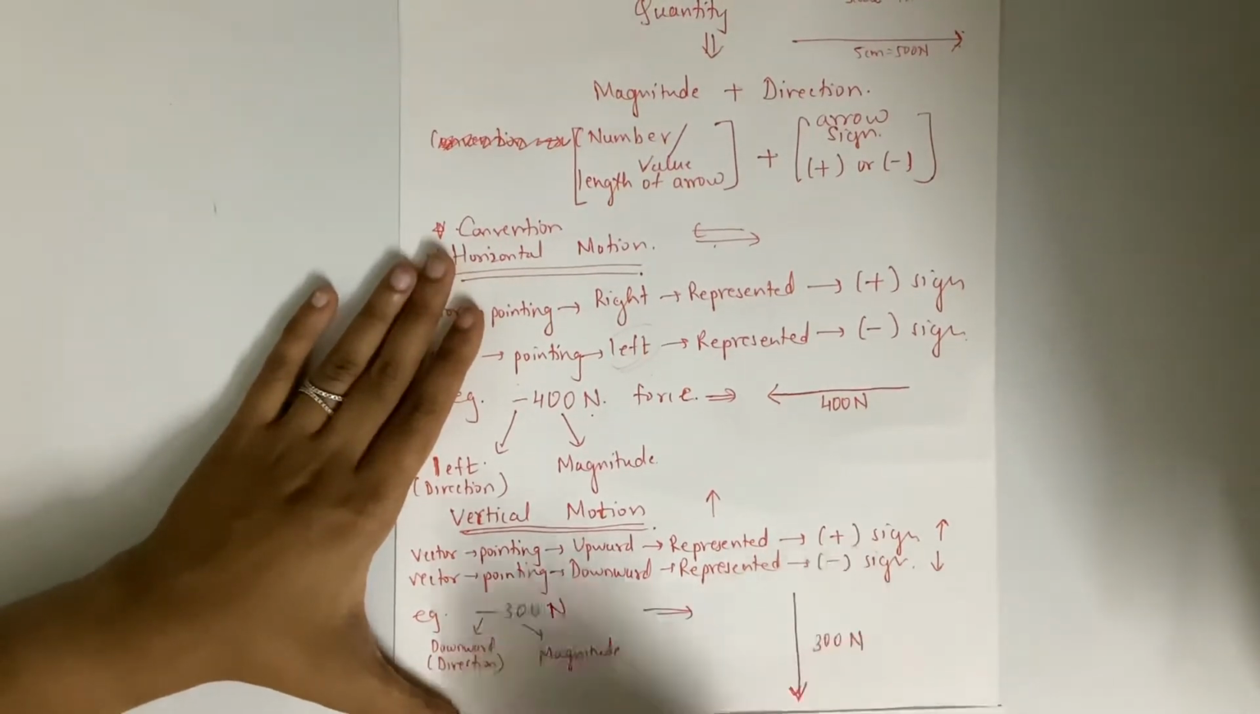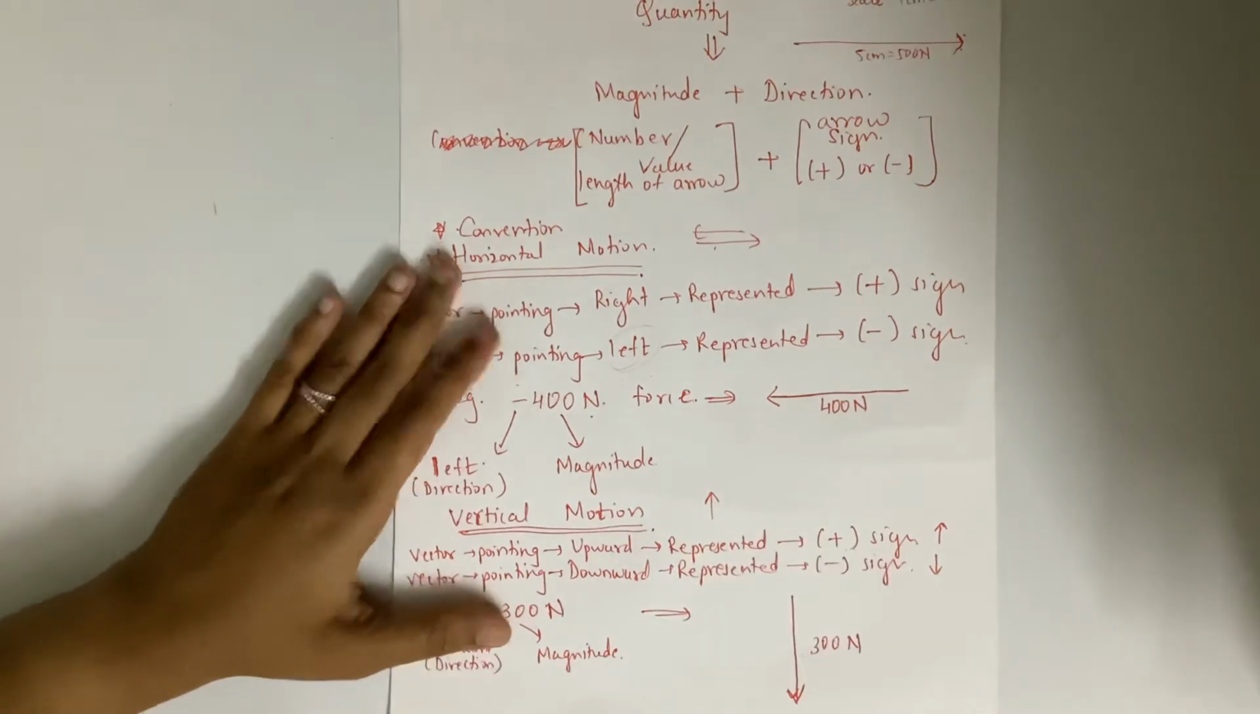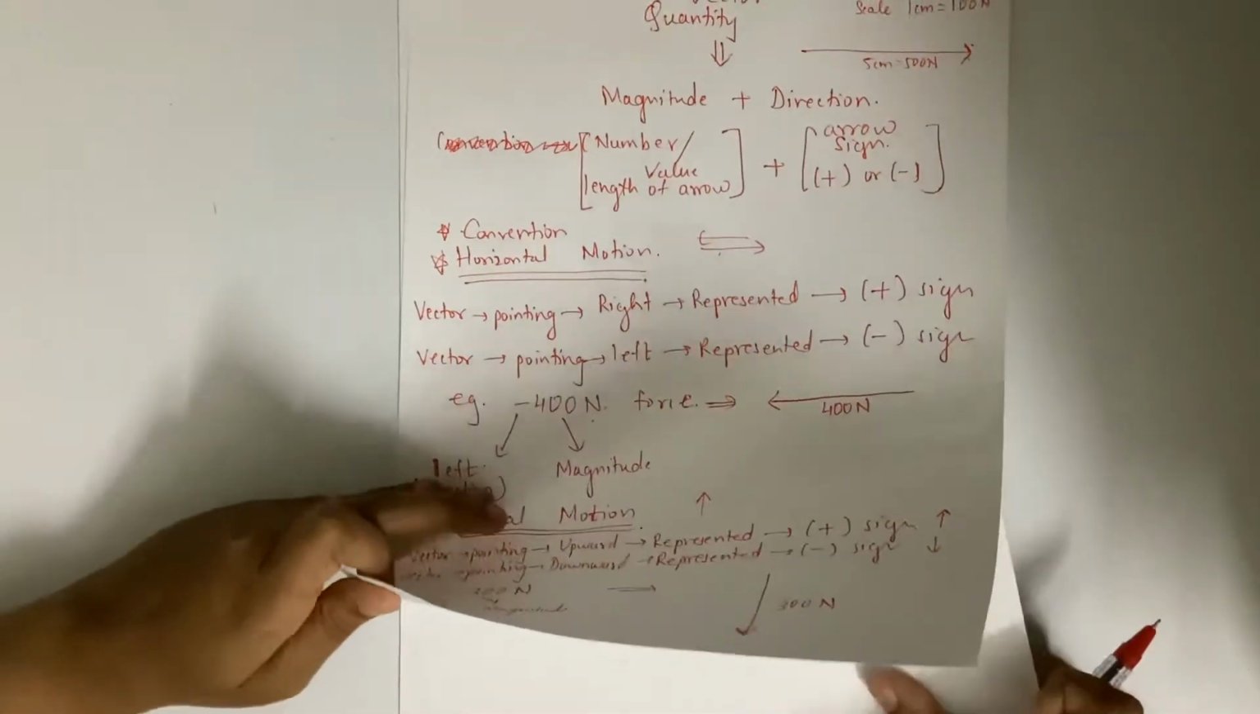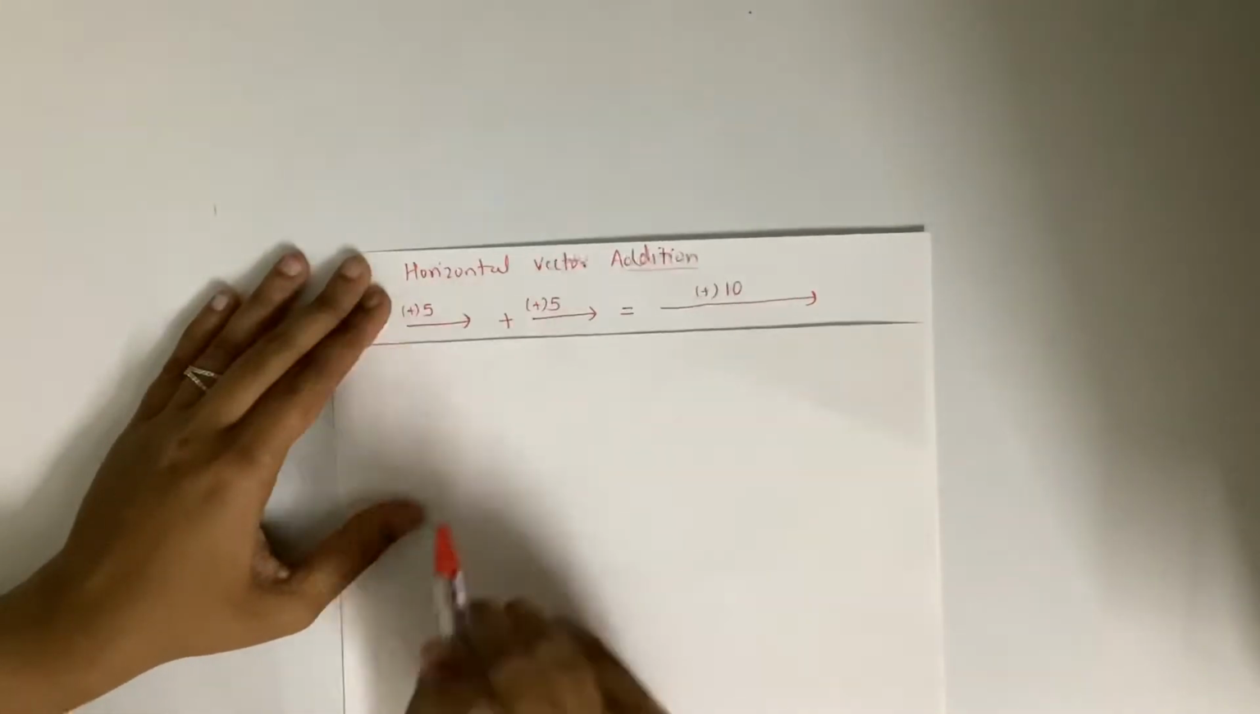So pictorially, it can be seen like a downward pointing arrow, and that arrow has magnitude minus 300 Newton. Alright, so if we take some examples of vector addition, here for vector addition we are going to consider two vectors, because for addition we need two quantities.